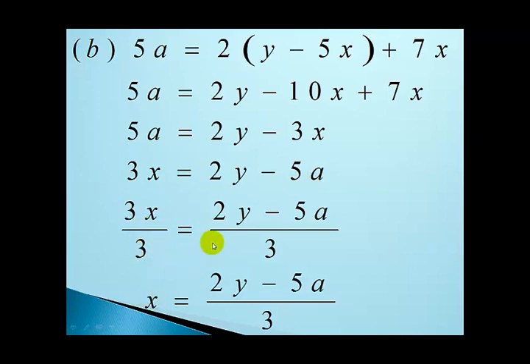And when we divide the right hand side, that is 2y minus 5a by 3, we are left with 2y minus 5a divided by 3. And therefore x is equal to 2y minus 5a divided by 3. So we can see that the x now stands alone. And therefore x is the subject.